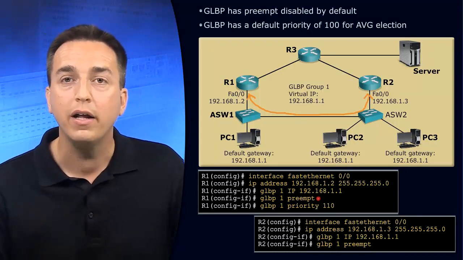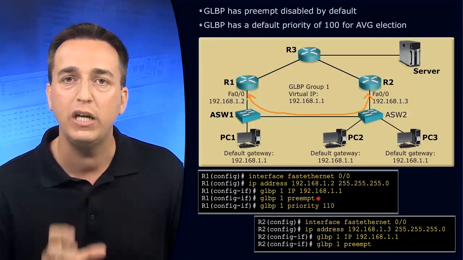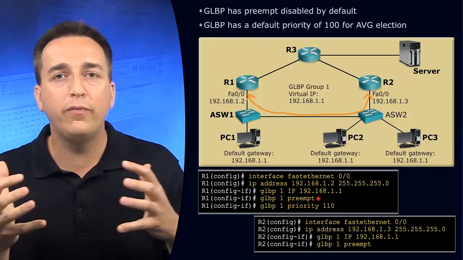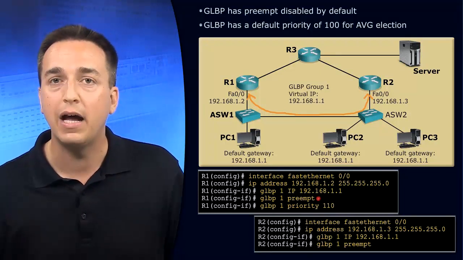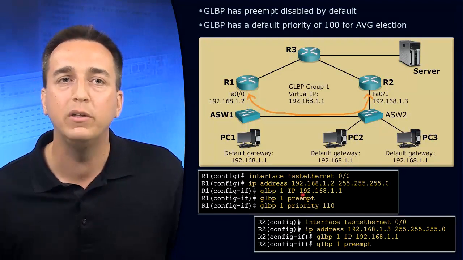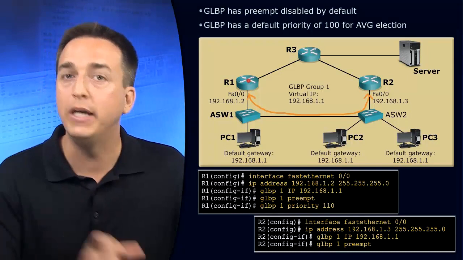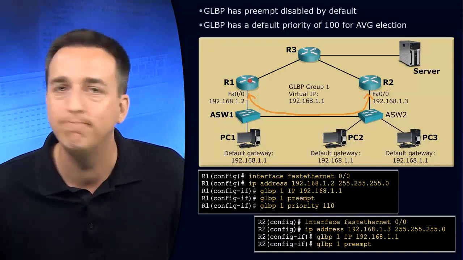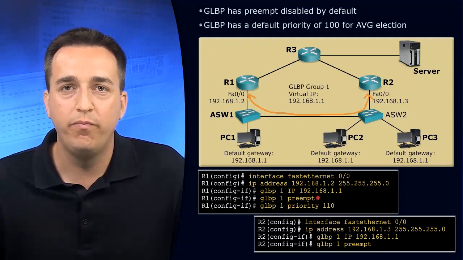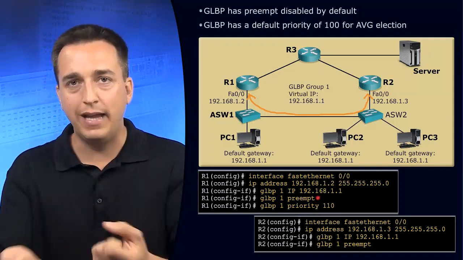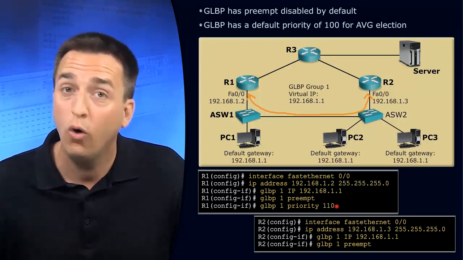Now, why would you want preemption enabled for the AVG process? The reason why is because if you have a certain router, for example, R1 in this case is the AVG, and we have a failure of R1, so R2 becomes the AVG at that point, what happens when R1 comes back online? Will it resume its role as the Active Virtual Gateway? Not if preemption's not enabled. Preemption allows R1 to take back that role.